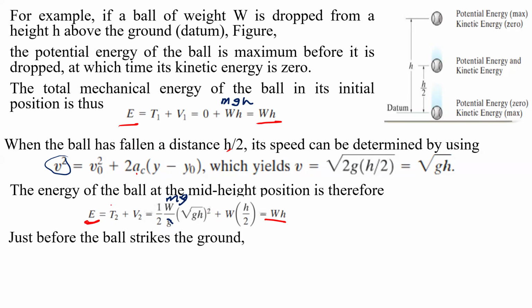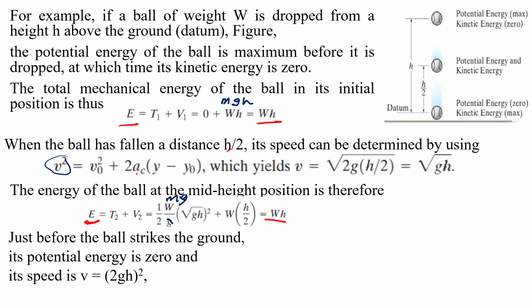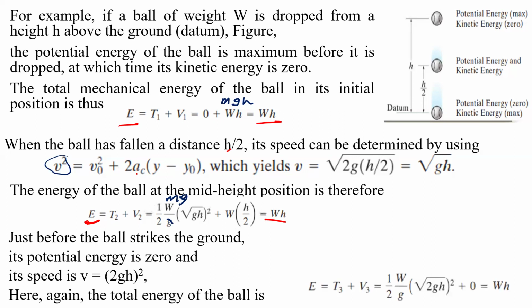So just before the ball strikes the ground, its potential energy is 0, and the speed is v equal to root 2gh. So here again, the total energy of the ball is E equal to T3 plus V3, which is half W/g times root 2gh squared plus 0.